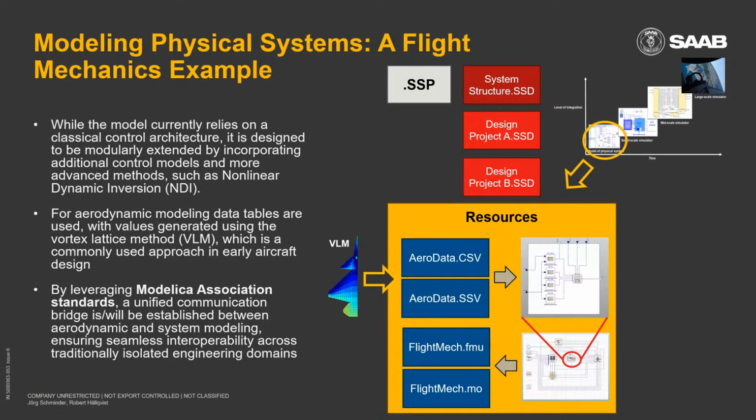The aerodynamic data are, as I said, an important part for the flight mechanic model, and the flight mechanic model can then be saved as a .mo model, or directly exported as an FMU if you want to share it further to other simulators. So, like I said, we use CSV files at the moment. However, we are aiming for the future to apply a more standardized file format, and that's the SSV file.